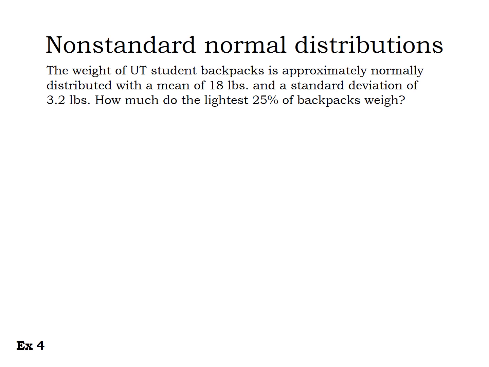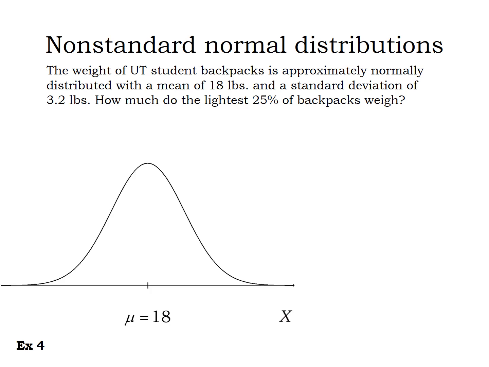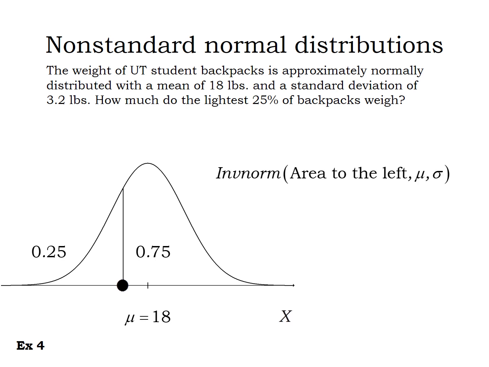Okay, so now we're going to do a percentile problem with the backpacks again. So we want to know how much the lightest 25% of backpacks weigh. Okay, so we're going to draw a normal curve, mean of 18, because the average weight is 18 pounds. Okay, so we want the lightest 25%. So we're looking for a weight that separates the bottom 25% from the top 75%.